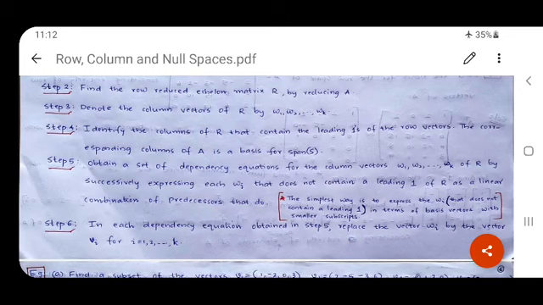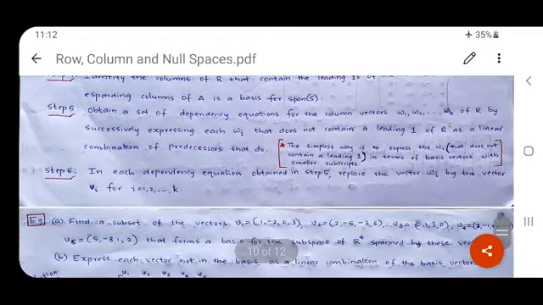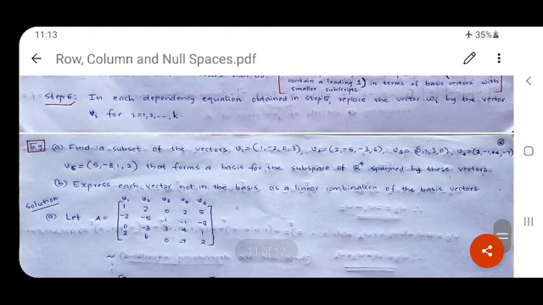Say, for example, if ws does not contain a leading one of the rows, then this ws is expressed as a linear combination of the basis vectors from w1 to w(s-1). This is clear from the example given below. And finally, in each dependency equation obtained in step 5, replace wi by vi. So it is illustrated by an example.